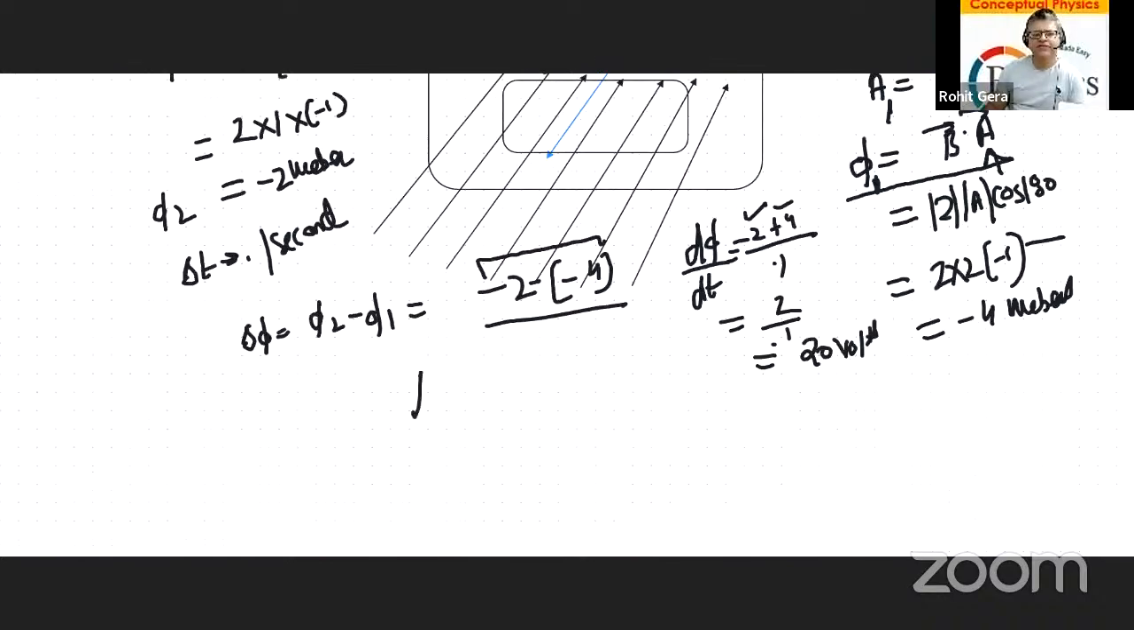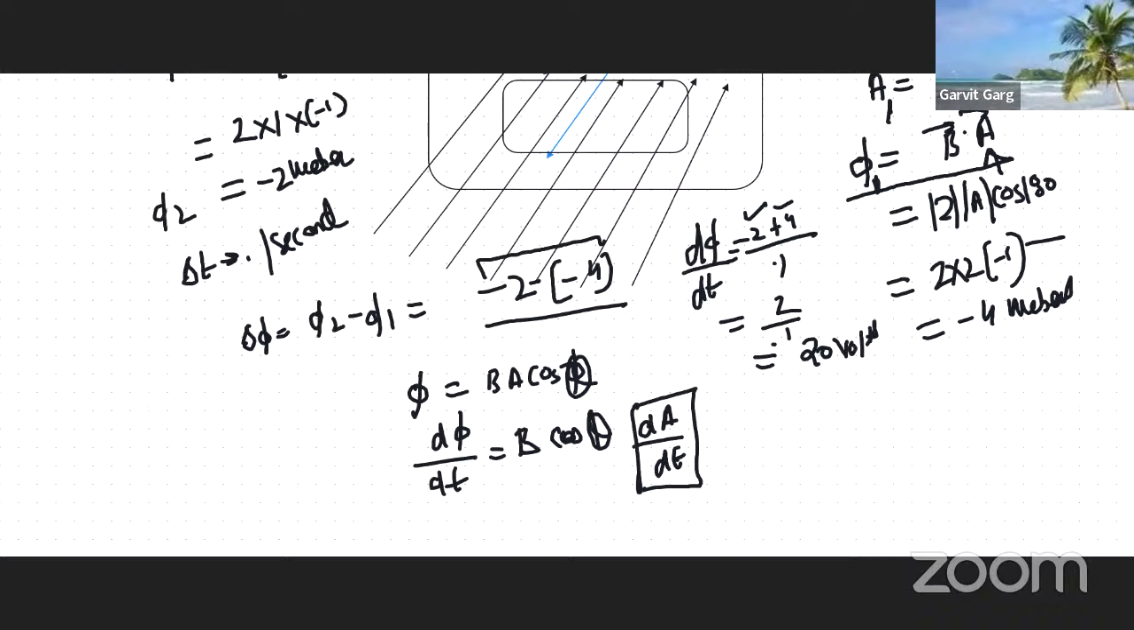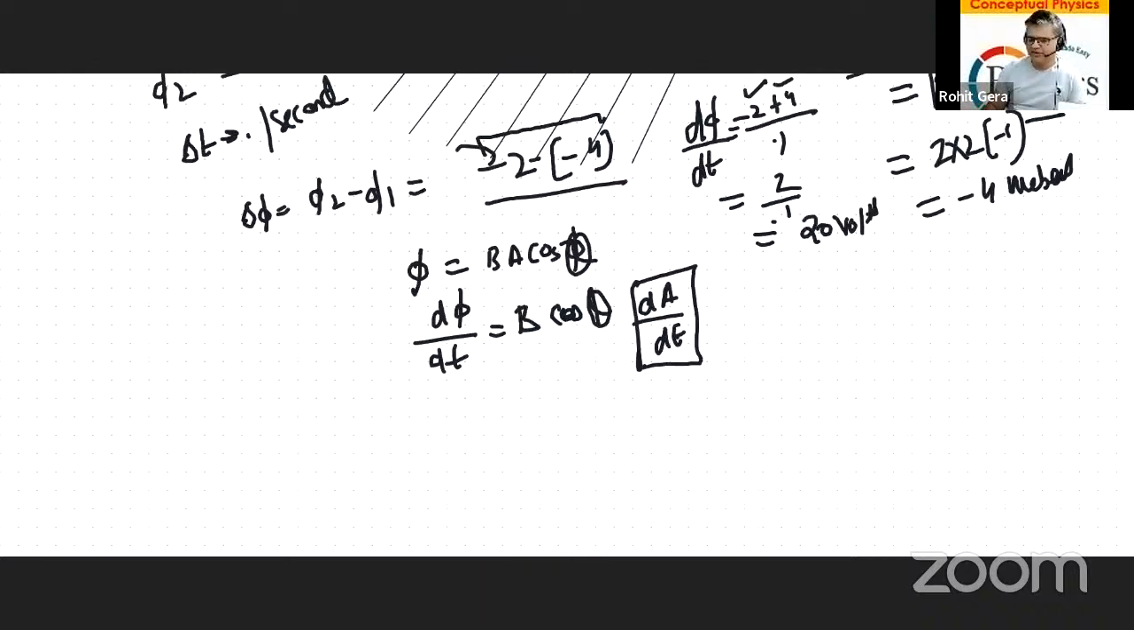I have done d phi is equal to B A cos theta. So what I've done is d phi by dt. B remains unchanged. The angle between them remains unchanged. I will write theta here, otherwise you will get confused. And this is dA by dt. I have only calculated the rate of change of area. But I can control phi through other methods also in some cases. So he says, okay, what is the second way you will do this? I said, okay, no problem.